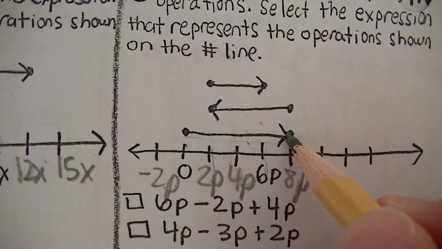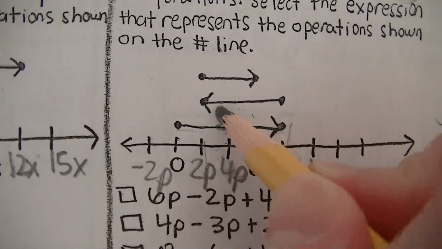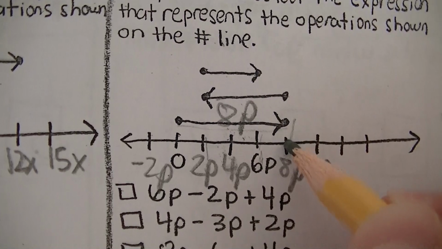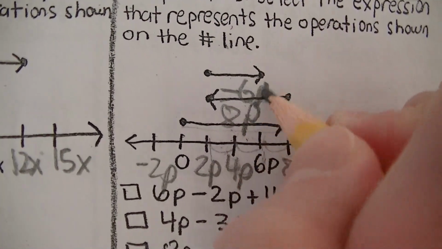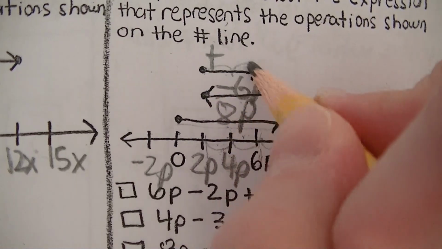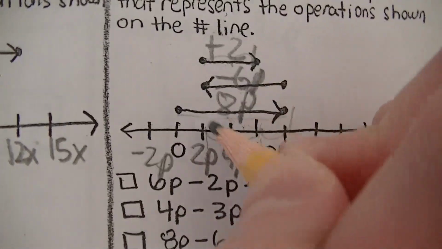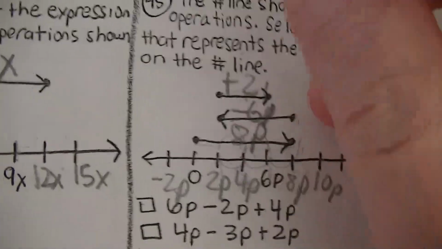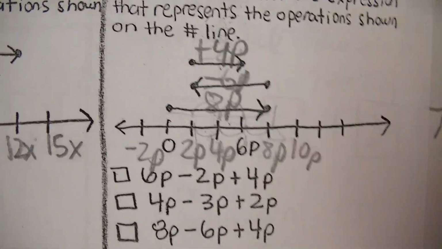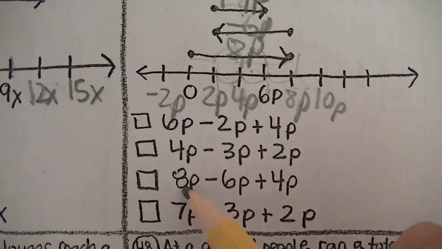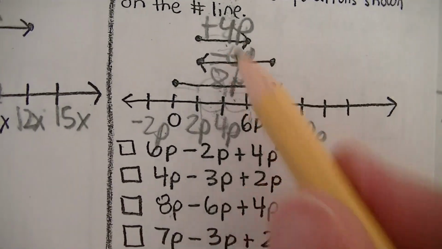So they went from here to the right, it's positive, so that's gonna be positive 8p. Went to the left, 2, 4, 6 p's. Go to the right, so that's gonna be plus 2p. Oh wait, 1, 2, 4p. Okay, so start at 8p, and then to the left 6p, and then to the right 4p, that's it.